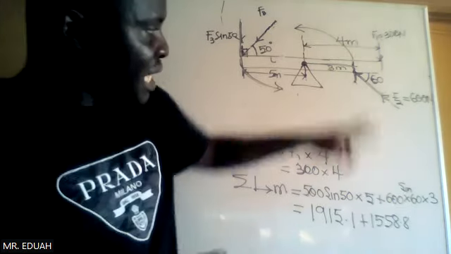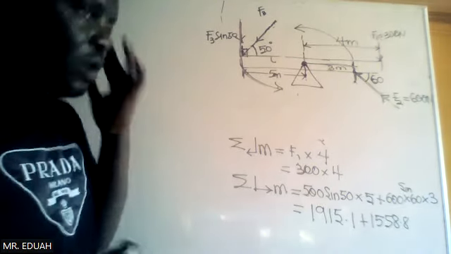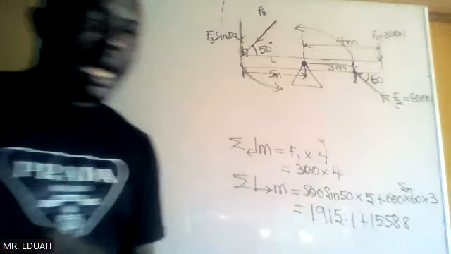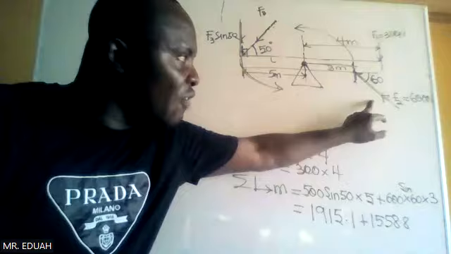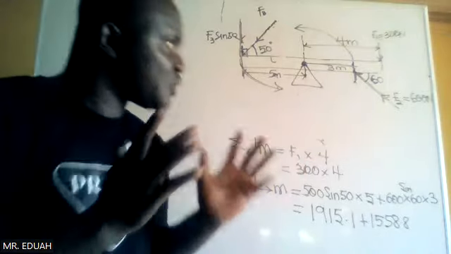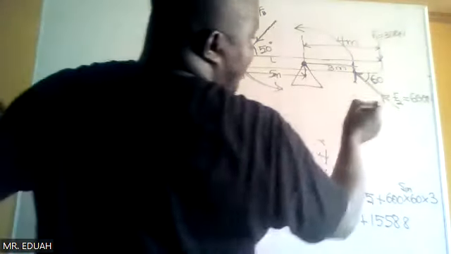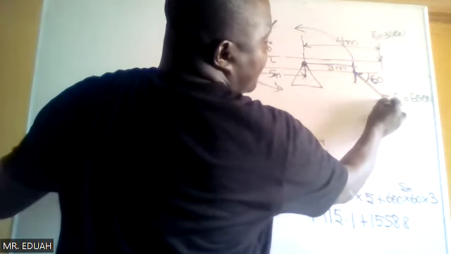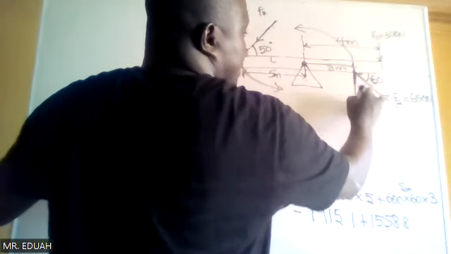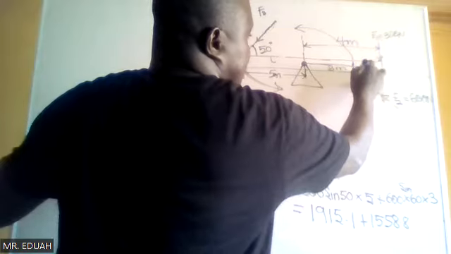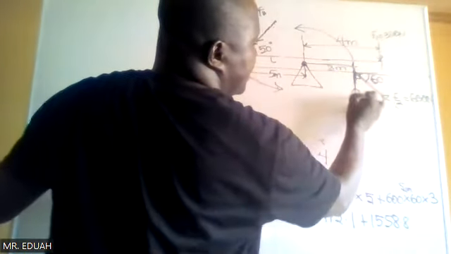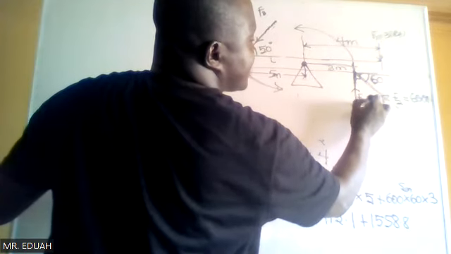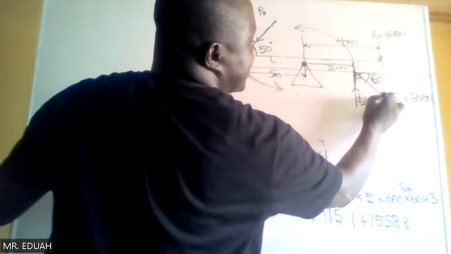So this is the original. The turning effect is caused by the component of it which is perpendicular to the bar. Hence, the need for us to get a component of this which will be perpendicular to the bar. And we saw that that component will be F2 sine 60.